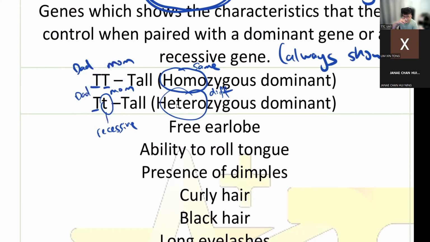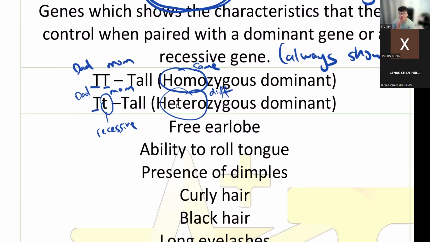But usually there's a way to tell. Okay, let me ask you. Are you guys tall? As a girl, if you're 1.6 something, you're considered tall. Okay, you are tall. What about you? Are you tall? Okay, if you guys are tall, tall.